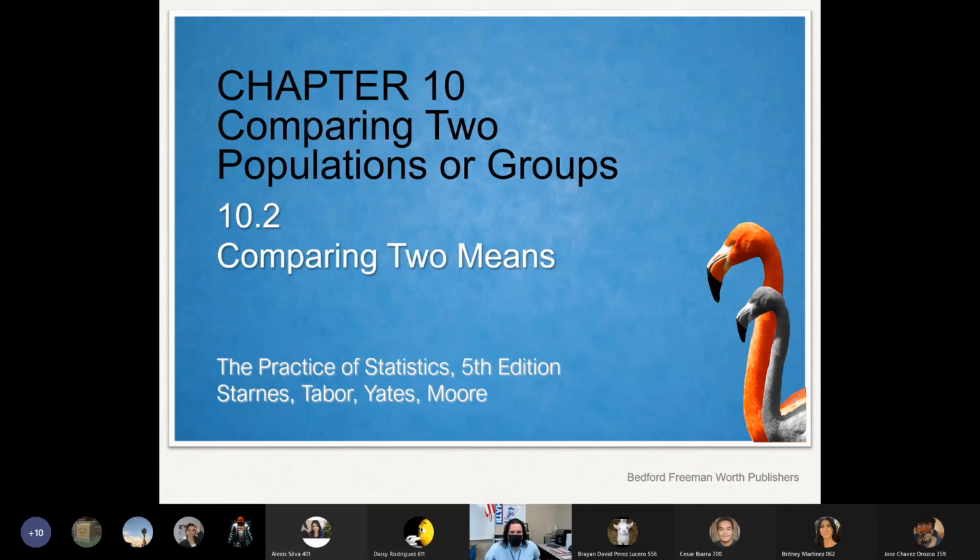Okay, so here we are again in chapter 10. This is section 10.2, and in chapter 10 there are only two sections, just 10.1 and 10.2. This section will be on comparing two means as opposed to yesterday's, which was comparing two proportions.